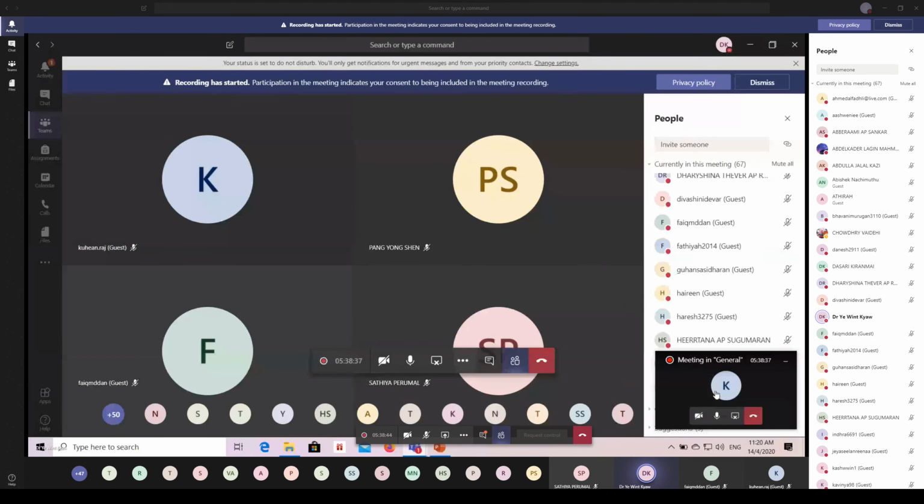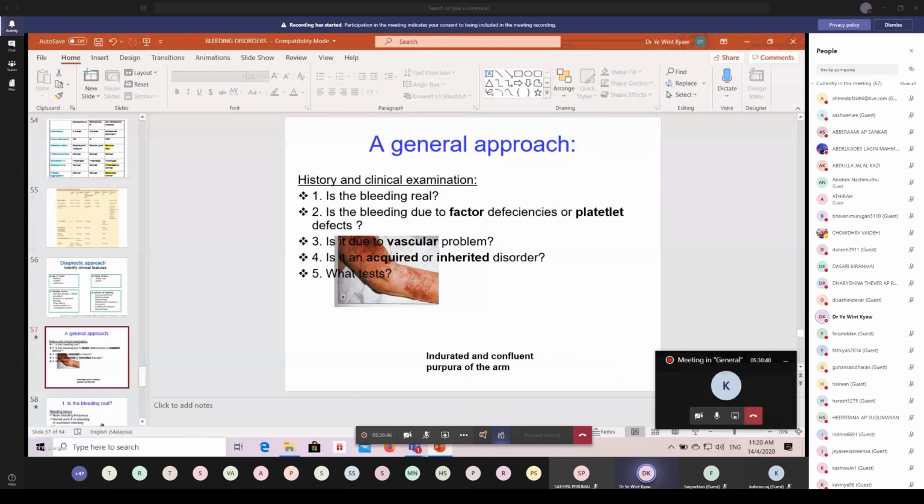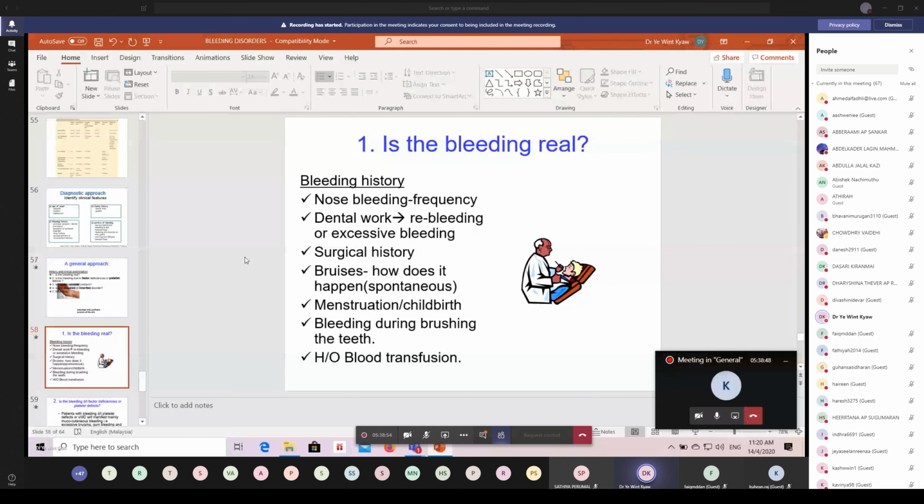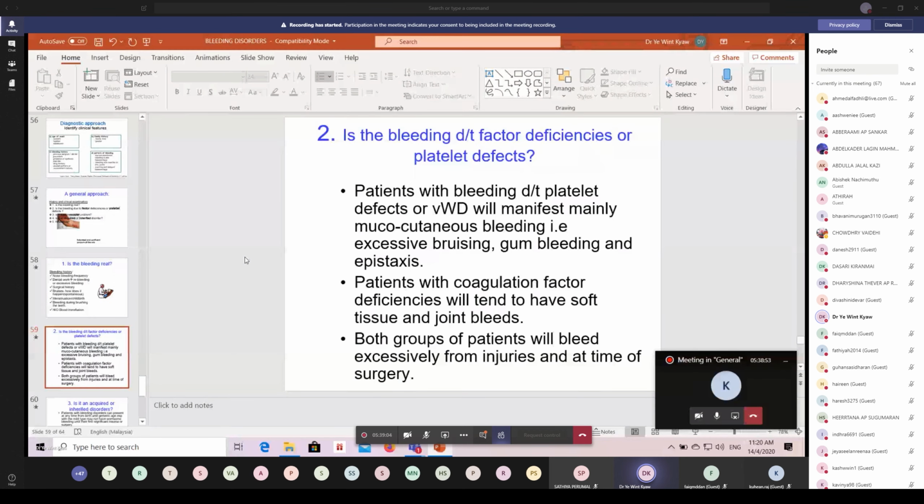So is it due to a vascular problem, or is it genetic or non-genetic? What test shows the bleeding is real? You need to ask the history: menstruation, bruising, surgery, blood transfusion. It's a deficiency due to platelet or coagulation defect. Platelet disorders and VWD present with mucocutaneous bleeding. Coagulation defects present with soft tissue and joint bleeding. Both can present with bleeding from injury or at the time of surgery.